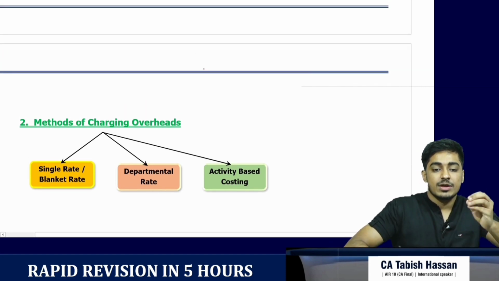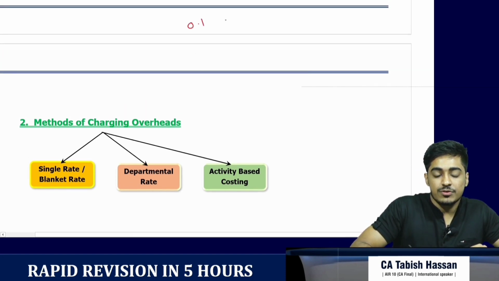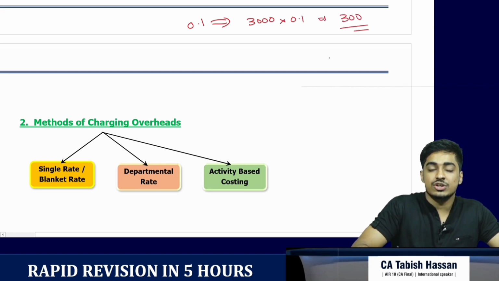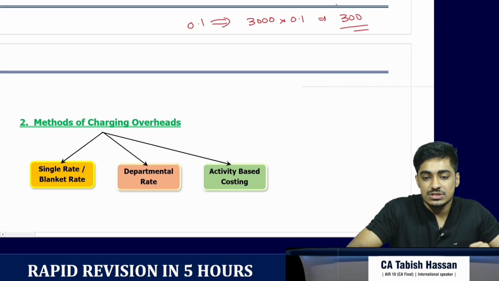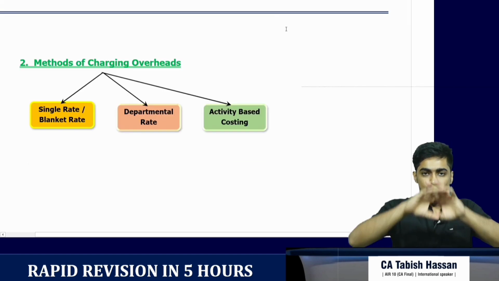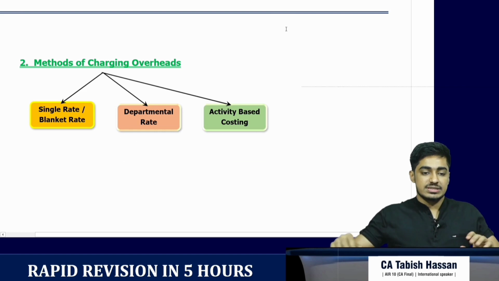Say for example, we got it as 0.1 per rupee of material, right? And to manufacture a mobile, say we are using 3,000 rupee worth of material. So it's 3,000 into 0.1. Therefore, the total overhead is 300 rupees. We knew the prime cost is 5,000. So 5,000 plus 300 gives us the total cost of 5,300. Clear? So this is the overall overview of the chapter overheads.